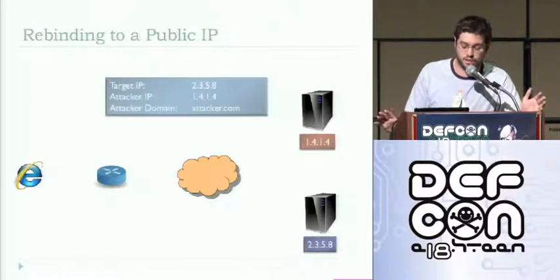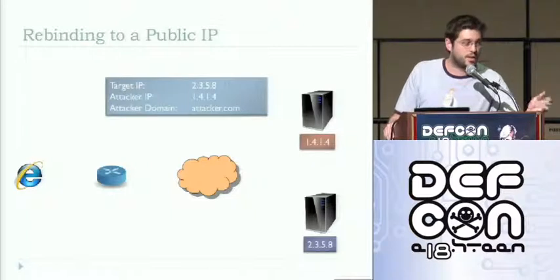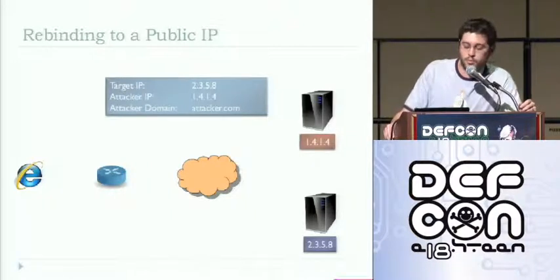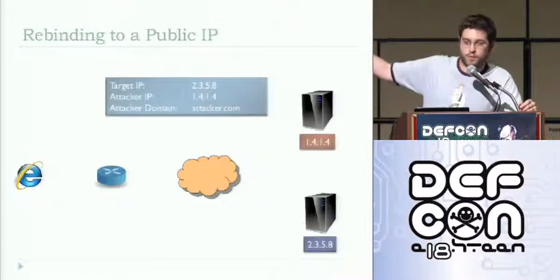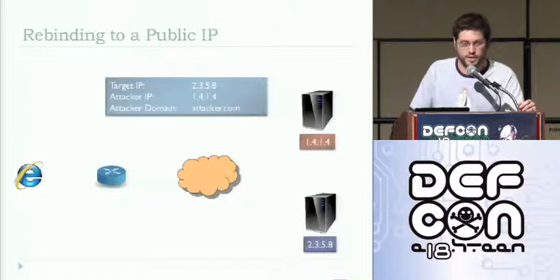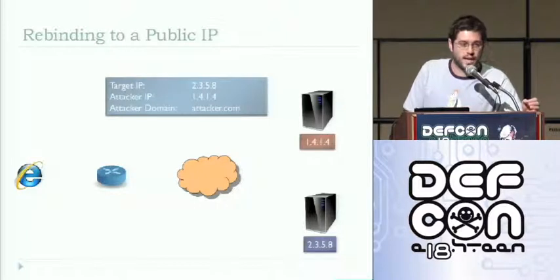He legitimately owns that. And he has a server located out on the internet with an IP address of 1.4.1.4. Now he wants to attack a public web server that has an IP address of 2.3.5.8, but he doesn't want to directly connect to that server. So he's going to proxy all of his requests through this random person's browser. And this person's sitting over here behind his firewall feeling very safe and secure.